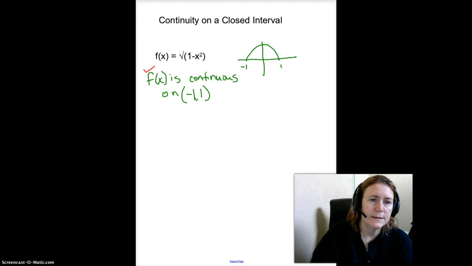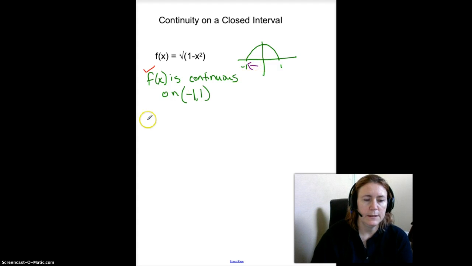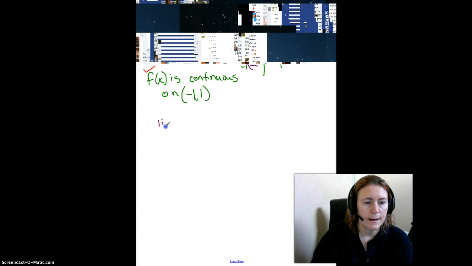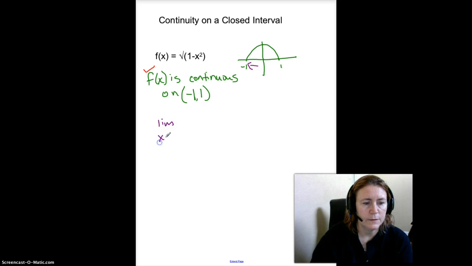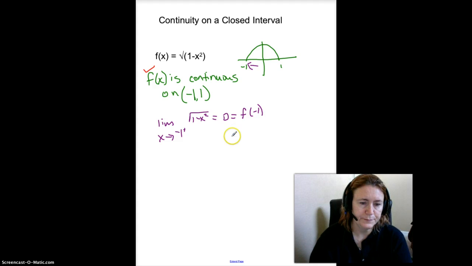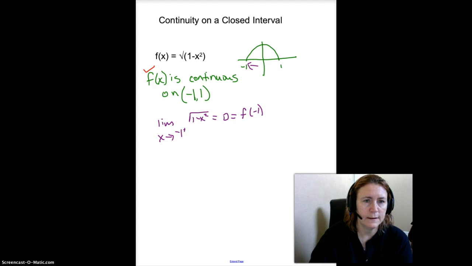All right. The second thing I need to see is you need to do the evaluation. So let's do the limit as x goes to -1, and we're going to put a little plus here, of the square root of 1 minus x squared. When I do this evaluation, it is equal to 0, and this indeed is equal to f evaluated at -1. That's the second thing I need you to do.